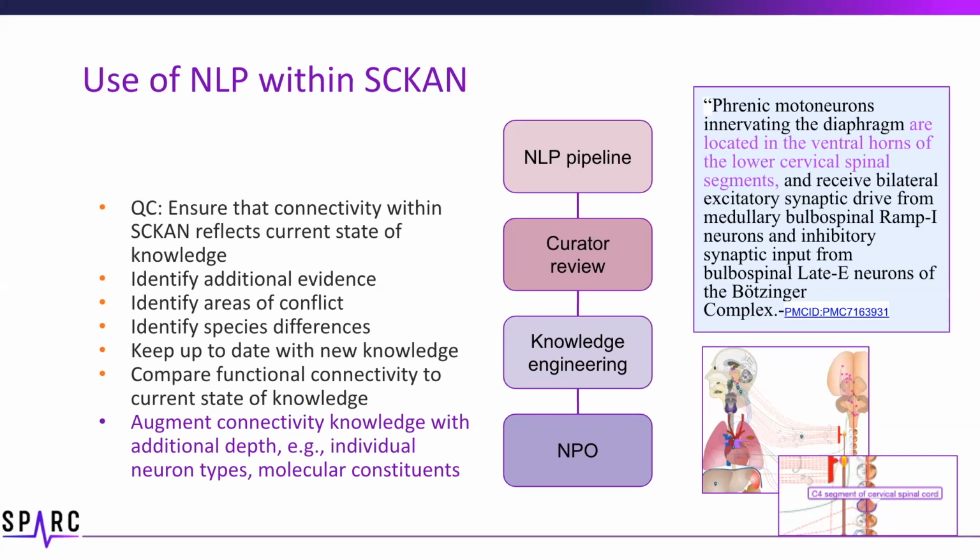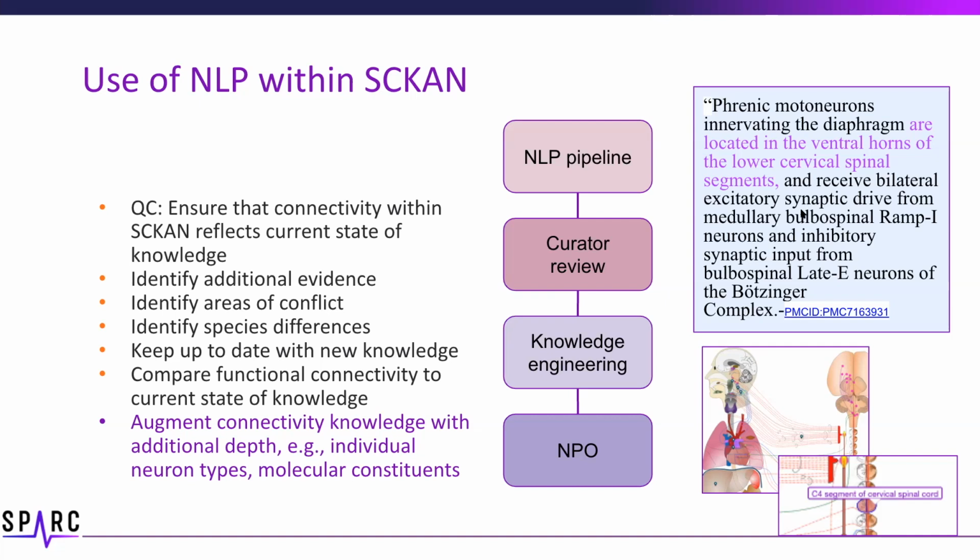Is it not consistent? And you can see over here an example of one of the sentences that was pulled out. Phrenic motor neurons innervating the diaphragm are located in the ventral horns of the lower cervical spinal segments and receive bilateral excitatory synaptic drive from ramp 1 and late E neurons. But when we actually look on our flatmap, we see that we have the phrenic motor neurons going to C4 and C5, and this is saying the lower cervical spinal cord. So a curator would go and look at the primary references, try to figure out what it is that this is saying, and then compare it to the information if we have it.